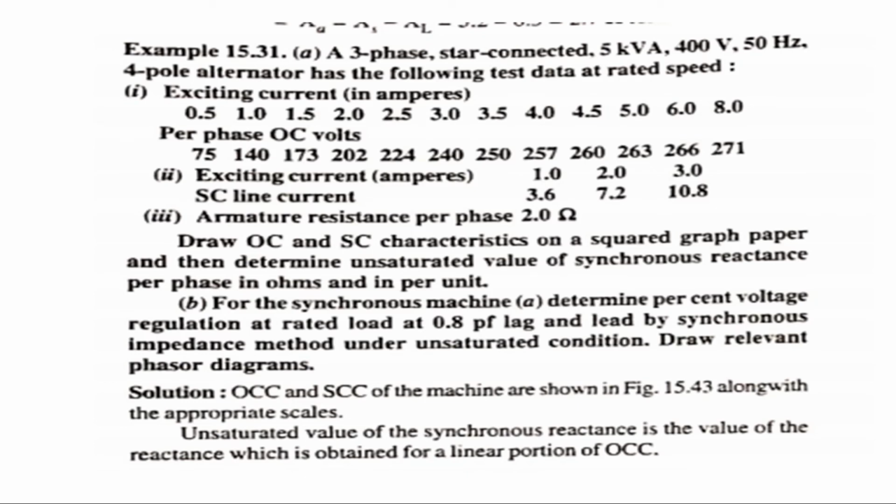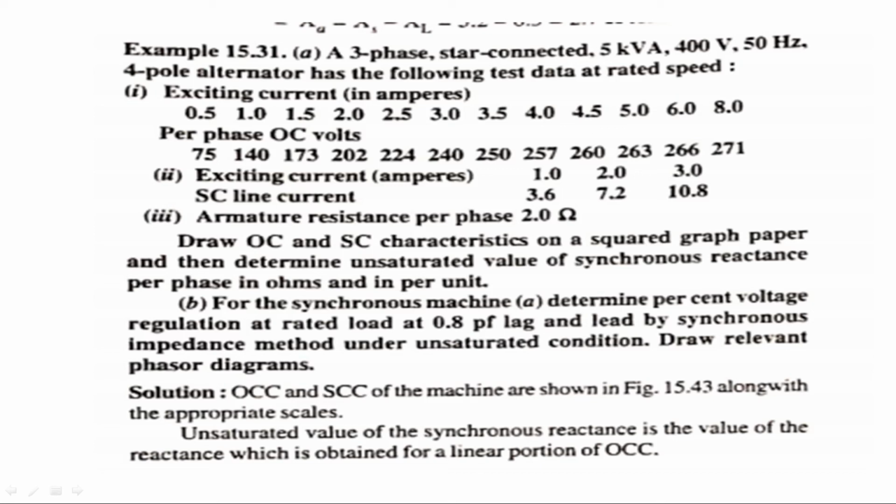Next numerical we will see now. A 3-phase star connected 5 kVA 400 volt 50 Hz 4-pole alternator has the following test data at rated speed. These are the values of excitation current in amperes, and these are the per phase open circuit volts: 75, 140, 173 and so on. The second one shows the values of exciting current and short circuit line current, and third, armature resistance per phase is 2 ohms. Draw OC and SC characteristics on a squared graph paper and then determine the unsaturated value of synchronous reactance per phase in ohms and in per unit.